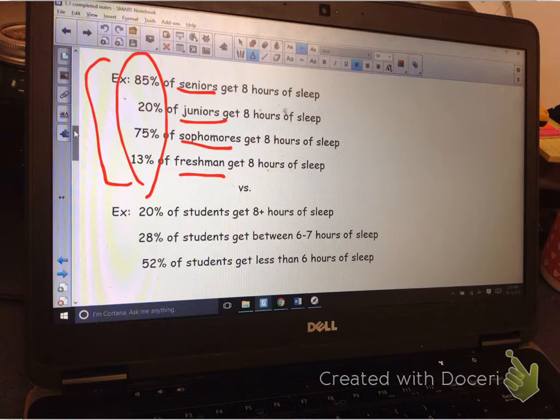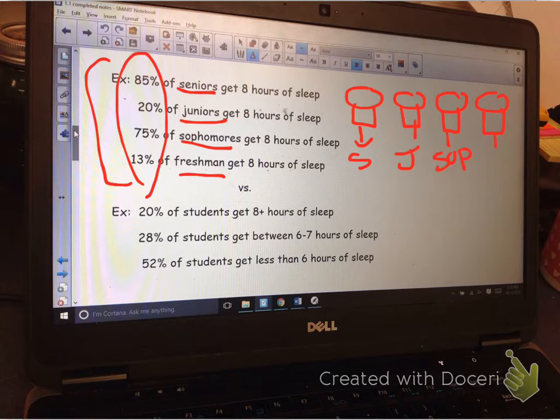There were 4 different hats. You like my hats? They're supposed to be top hats. They asked seniors how many hours of sleep they got, then juniors, then sophomores, then freshmen, right? And then they found the percentage there. So we could have 4 separate pie graphs. This one could be 85% 8 hours, 15% not; 20% 8 hours, 80% not 8 hours, and so on and so forth.